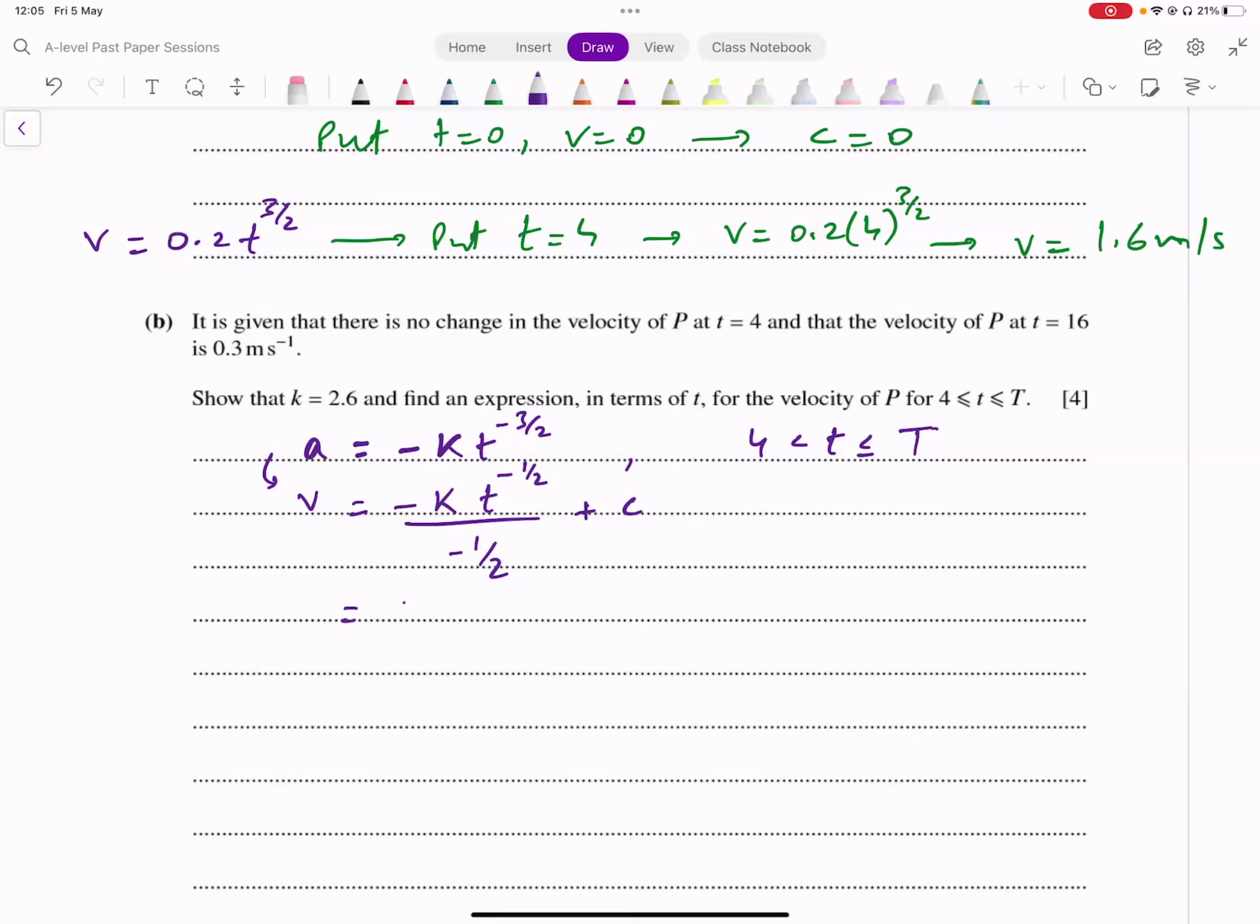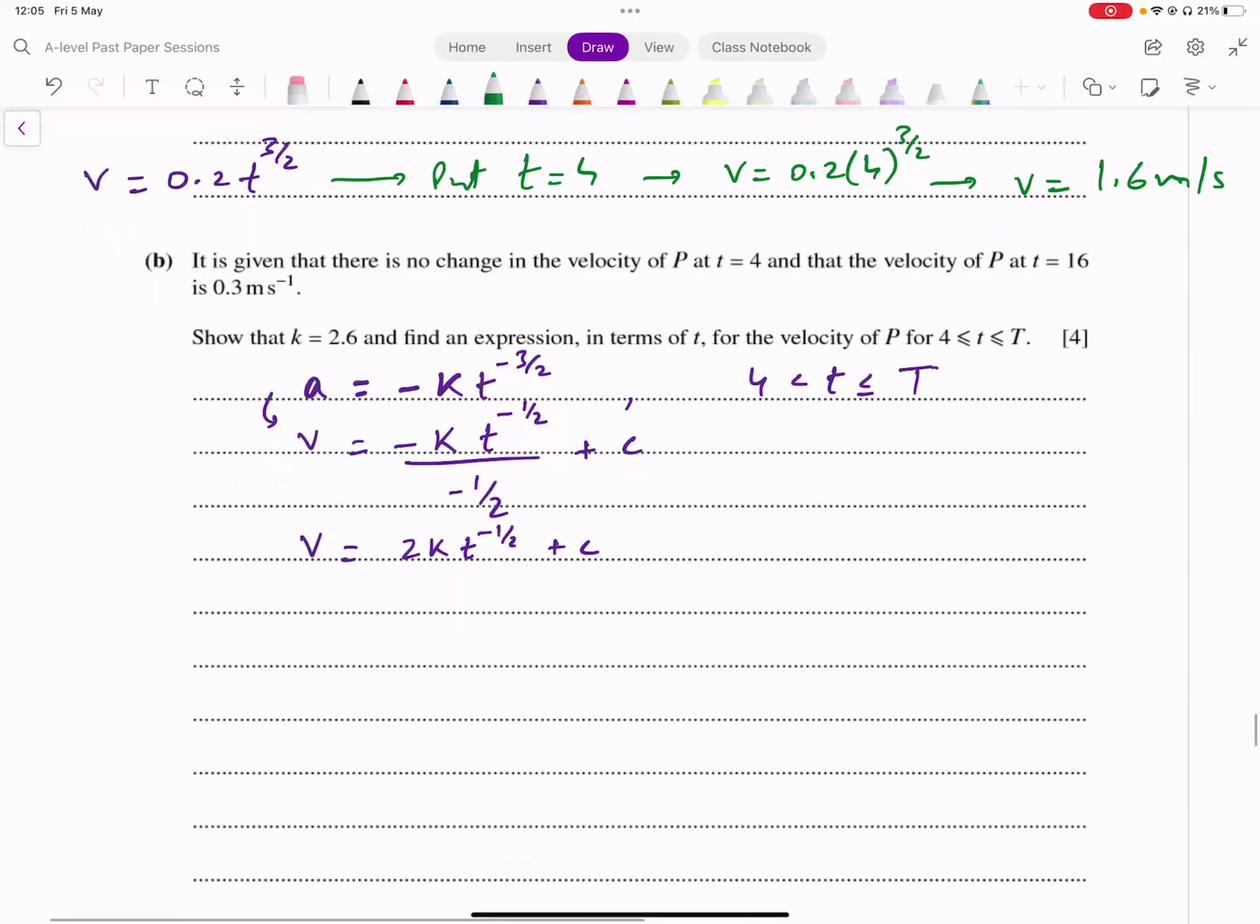2 पर जाएगा, ये बन जाएगा 2k into t raised to power minus 1/2 plus c. This is the velocity equation that we get from this. अब मसला ये है हमें k भी नहीं पता इसमें और c भी नहीं पता। इसके लिए उसने 2 पॉइंट्स बता दिए आपको, वो यूज करके हम k और c की वैल्यूज फिगर आउट कर लेंगे। क्या पॉइंट्स है?